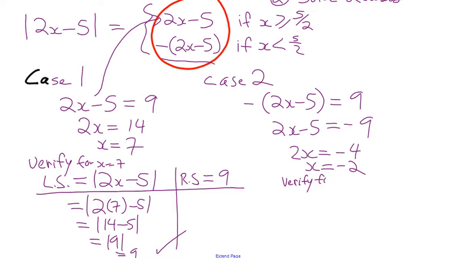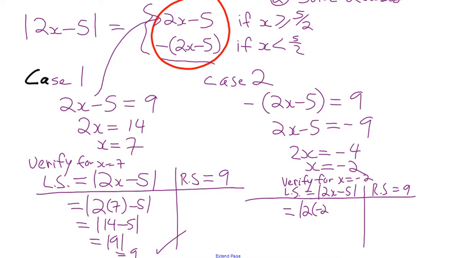So verify for x equals negative 2. We're going to do the same thing. We keep the right-hand side, which is equal to 9. The left side is equal to the absolute value of 2x minus 5. So 2 times, now let's replace the x with a negative 2, minus 5. Which gives us the absolute value of negative 9, which is 9, and that checks. So both of those answers verify, right?